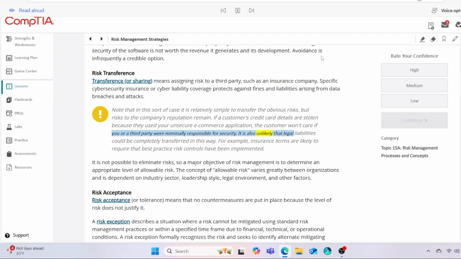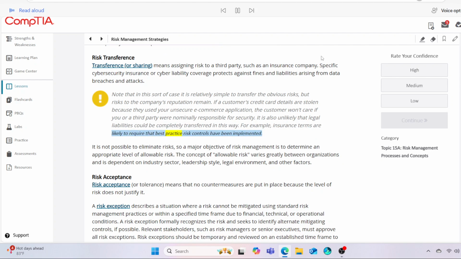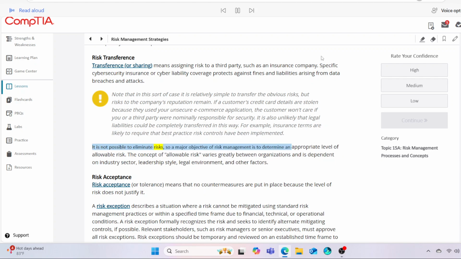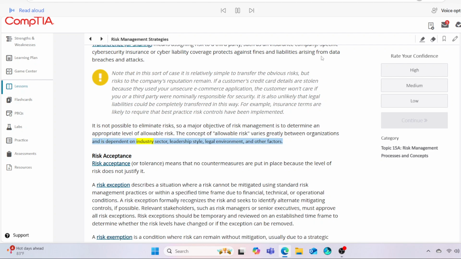It is also unlikely that legal liabilities could be completely transferred in this way. For example, insurance terms are likely to require that best practice risk controls have been implemented. It is not possible to eliminate risks, so a major objective of risk management is to determine an appropriate level of allowable risk. The concept of allowable risk varies greatly between organizations and is dependent on industry sector, leadership style, legal environment, and other factors.